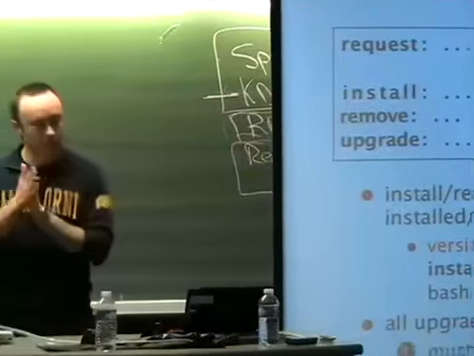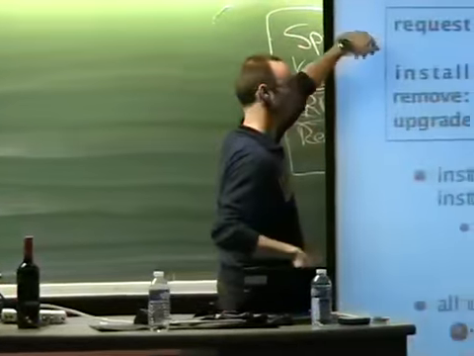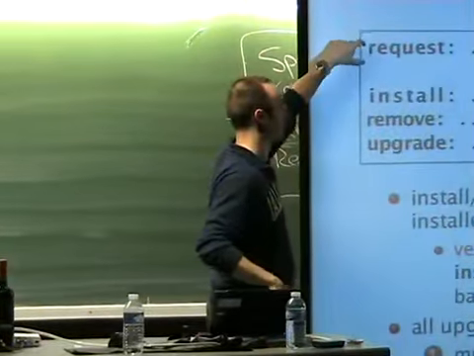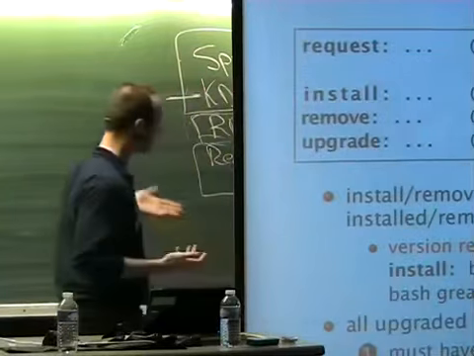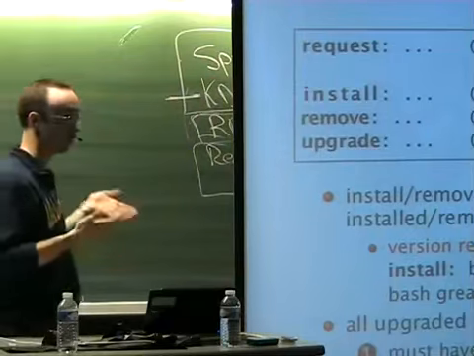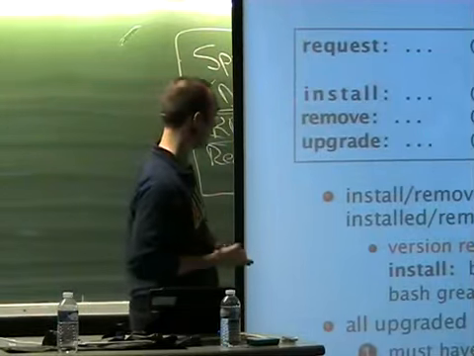What about the request? So the request, at the very minimum, looks like this. This just means that here starts the request stanza, and then you specify which packages you want to install, remove, or upgrade. And what is the meaning of these properties? Install says which packages you want to be installed after a specific run of the dependency solver.